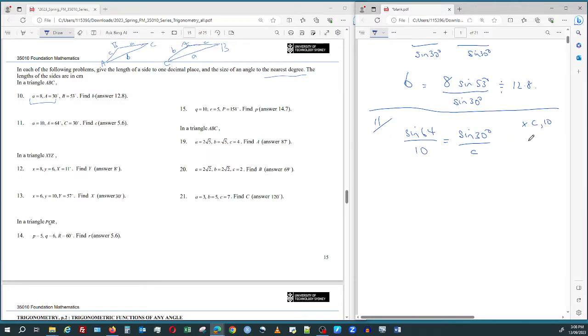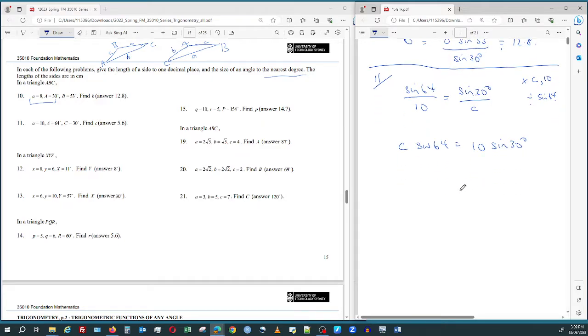Okay? And then we're going to end up dividing by sine 64. Okay? So we multiply by C and multiply by 10. We'll get C sine 64 is equal to 10 sine 30. Sine 30 is a half, so that's now 5. Because of exact values trig, I'm mentioning it all the time now because I'm annoyed. Okay, I don't think the class has been doing enough work on my sheets. So divide by sine 64.